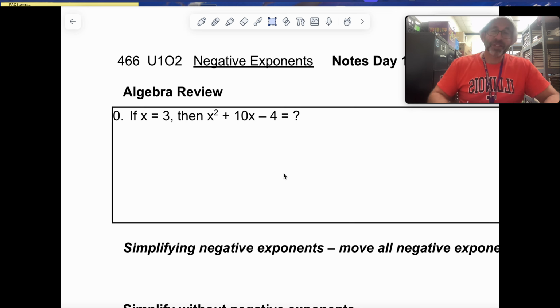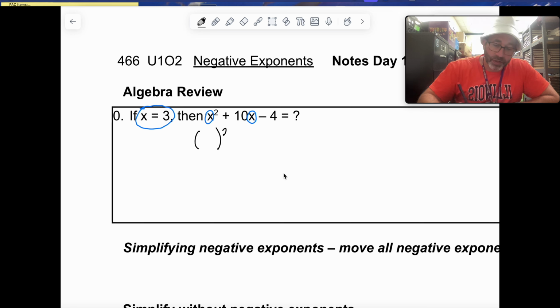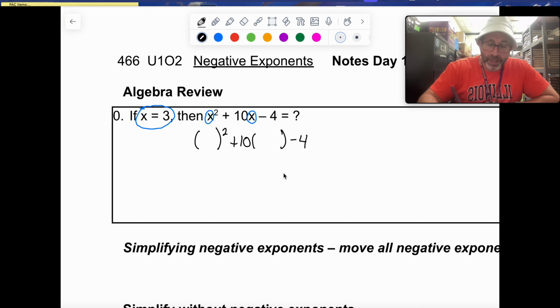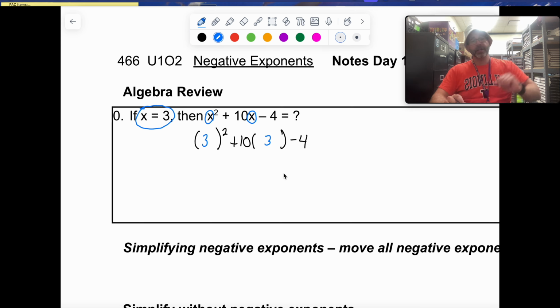Okay, anyways, let's go ahead and get started here. For this lesson, what we're going to be working on is negative exponents. To do a real quick algebra review, when x is equal to 3, we evaluate by taking each one of these x's and replacing it with that 3. When we do that substitution, we have parentheses squared plus 10 times parentheses minus 4. Remember that every time we substitute, we always put in parentheses with that value.